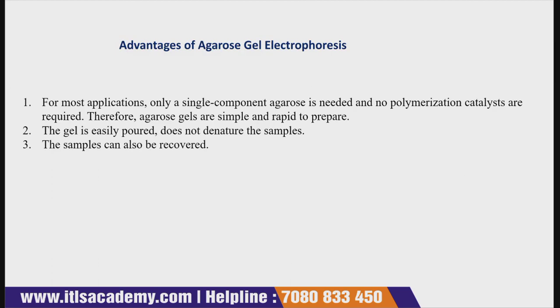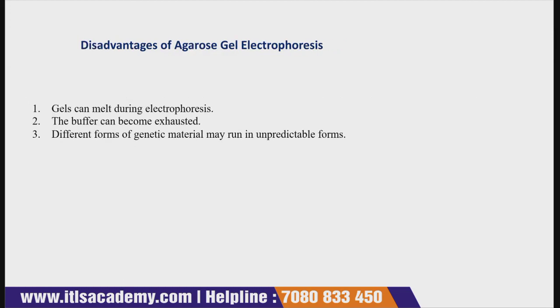Agarose gels are very simple and rapid to prepare, meaning you can easily make the agarose gel. The gel is easily poured and does not denature the sample. This is again a great advantage: you can simply pour the gel, and the samples do not get denatured. The sample can also be recovered, meaning if you want to recover your sample, you can easily recover it through agarose gel electrophoresis. So these are certain advantages of agarose gel electrophoresis.